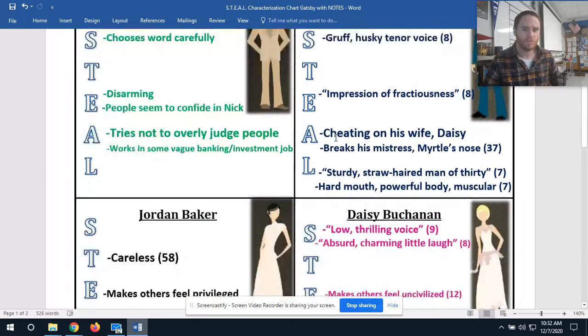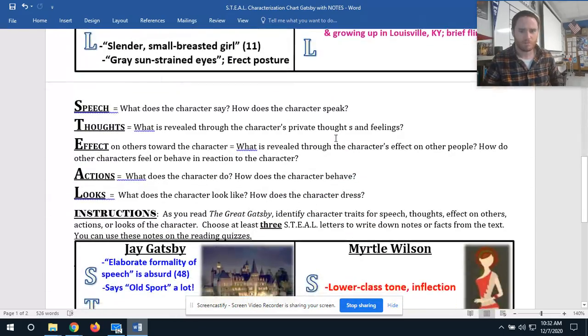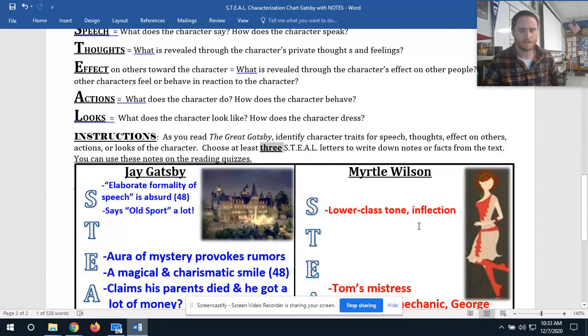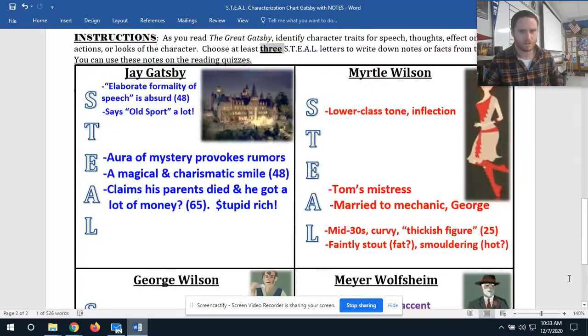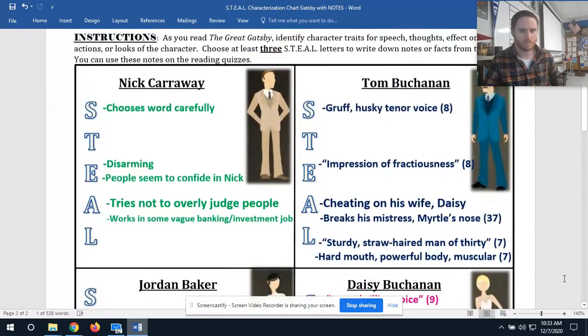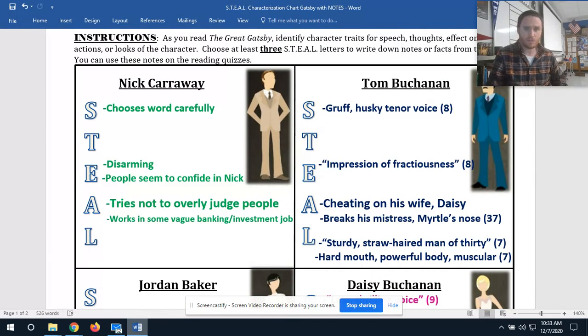So I've gone through the different characters here, and I'm trying to come up with at least 3 categories of notes. I probably can't come up with every single category for each character, but I'll read through what I've done so far. This is considering that you've read through chapters 4 and 5 already, so no spoilers. Nick Carraway, he's the narrator of the book, if you want to write that down.